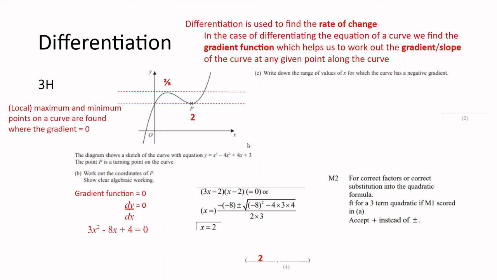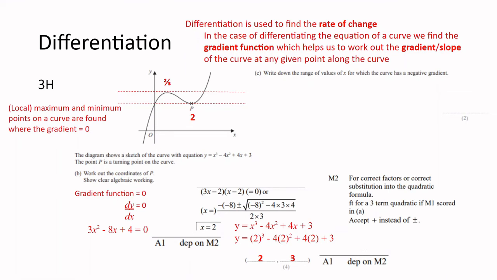But we have this original equation here, which is set out where y is equal to some calculation involving x. So if I substitute 2 into this equation, I get the value for y when x is equal to 2. So y is equal to 2 cubed minus 4 times 2 squared plus 4 times 2 plus 3. Working that through, that gives us 3. So our coordinate is 2, 3.